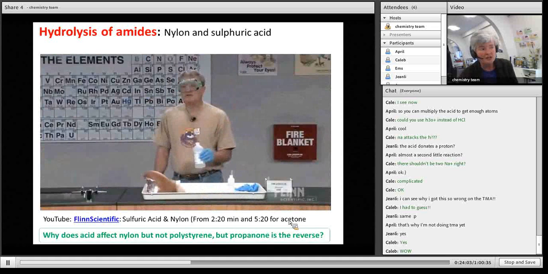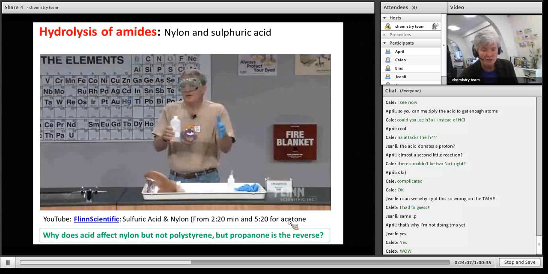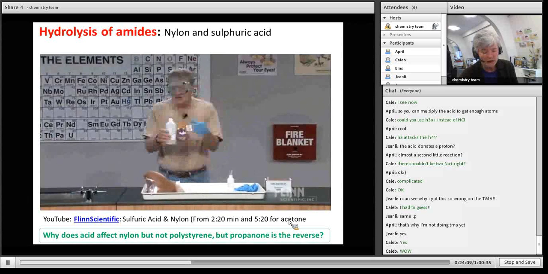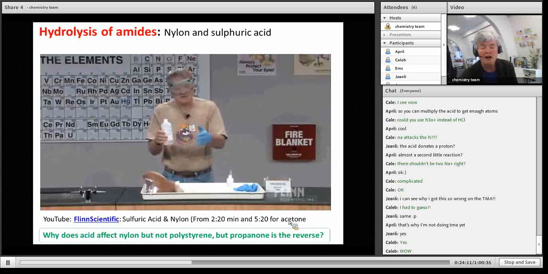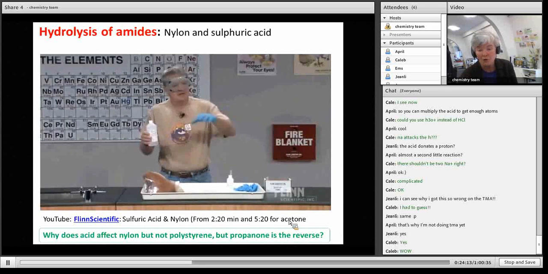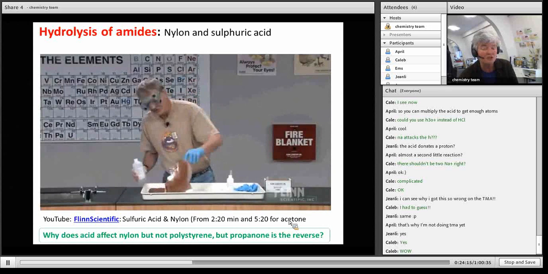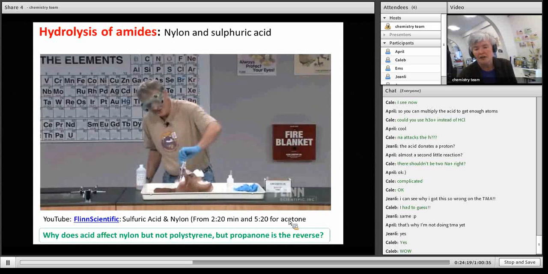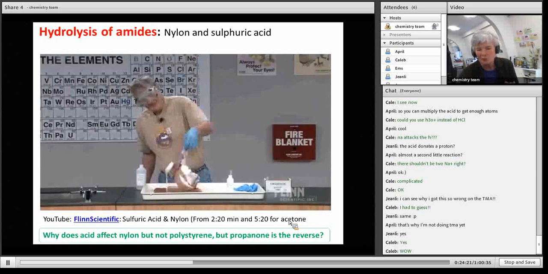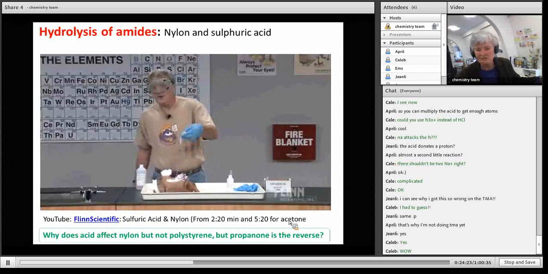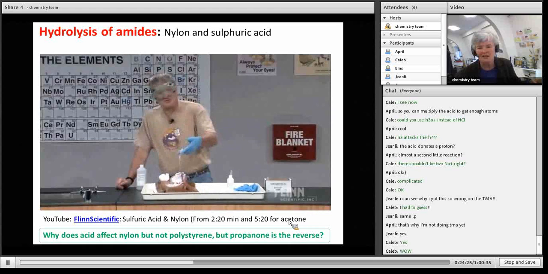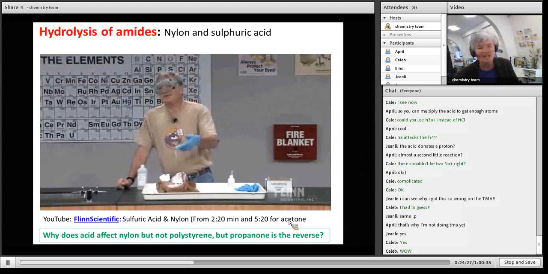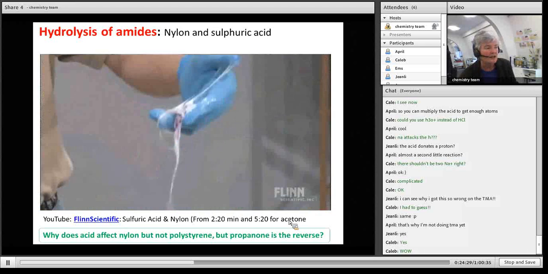So remember in level 2, you do what we call the addition polymers. That's where you have alkenes bonding together. So polystyrene is an example of an addition polymer. And polystyrene, you notice when you added the acid, had no effect because it's all non-polar connections. You know, C single bond C single bond C single bond C, until it's one great big enormous polymer.